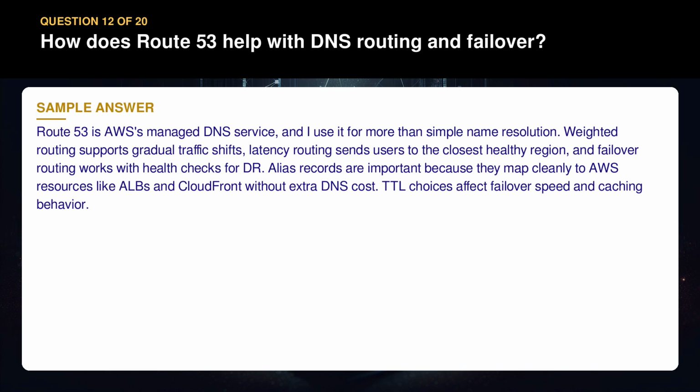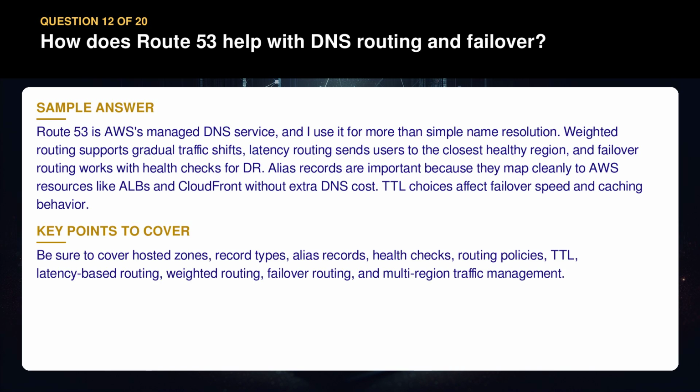TTL choices affect failover speed and caching behavior. Be sure to cover hosted zones, record types, alias records, health checks, routing policies, TTL, latency-based routing, weighted routing, failover routing, and multi-region traffic management.